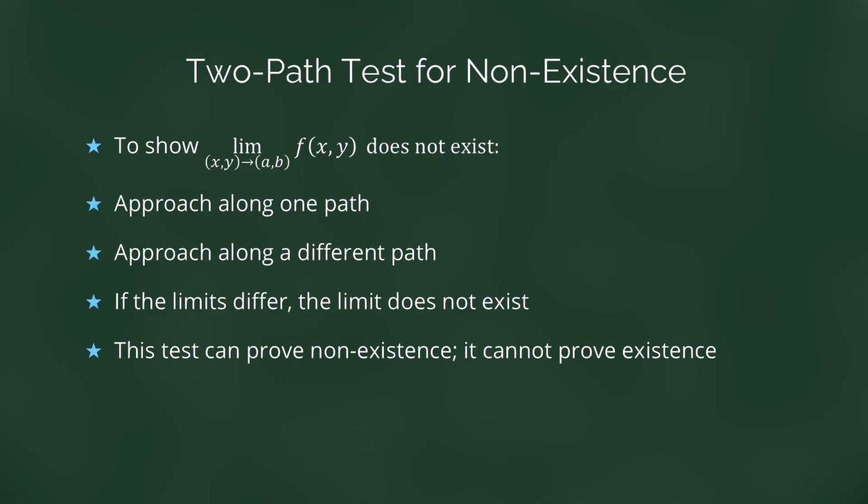So the goal here is to find 2 paths. To show a limit doesn't exist, we're going to approach along one path and then approach along a different path that we suspect might have a different limit. And if they don't match, then the limit does not exist. It's really important to note that this test can be used to prove that a limit doesn't exist, but it cannot be used to prove it does exist.